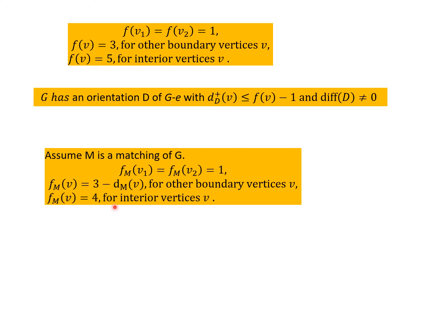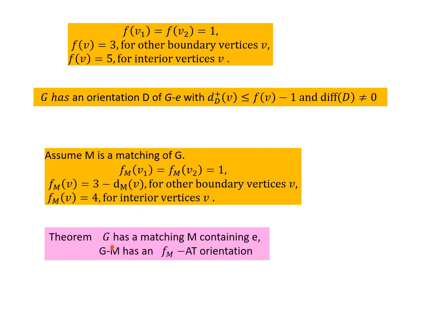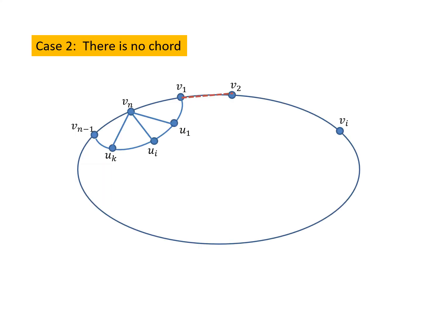So with this definition of F_M, what are we going to prove? We're going to prove that every planar graph has a matching M, this matching M containing E, such that if you remove the matching, then the resulting graph has an orientation, that means an Alon Tarsi orientation, which satisfies that the out degree is at most F_M(v) minus 1. Okay, so the proof is actually the same. Case 1 is exactly the same. There's no change. Just copy it. Case 2 is also the same.